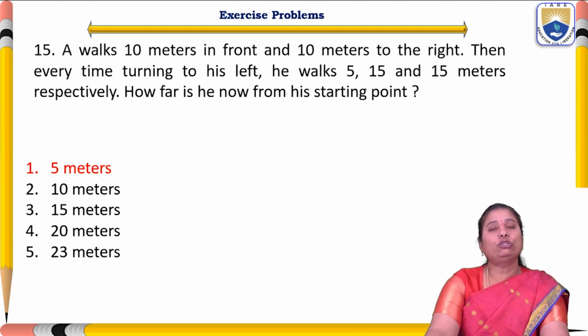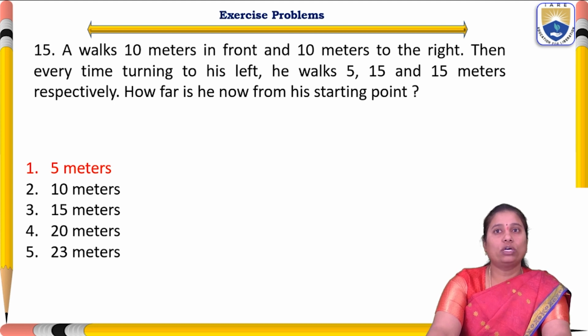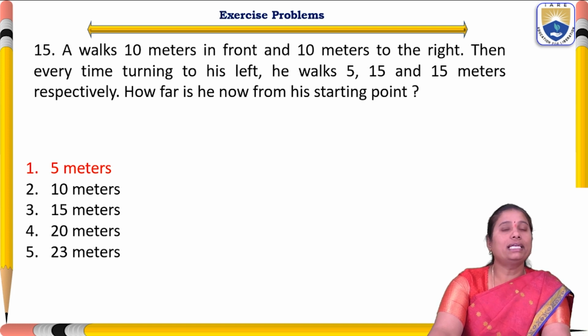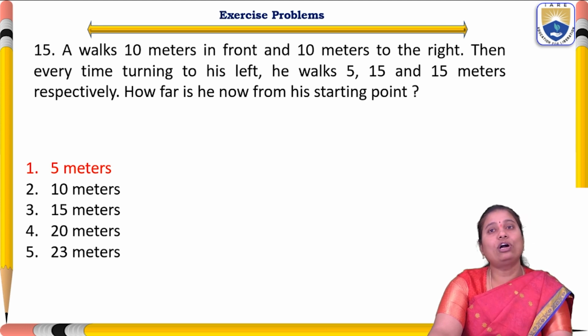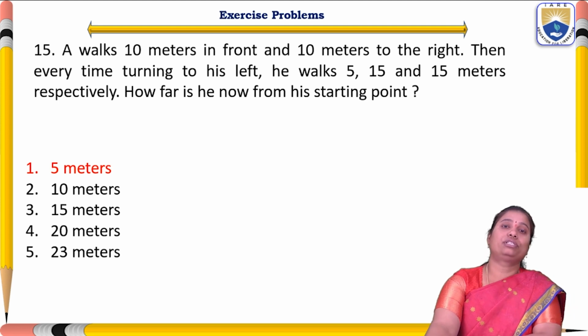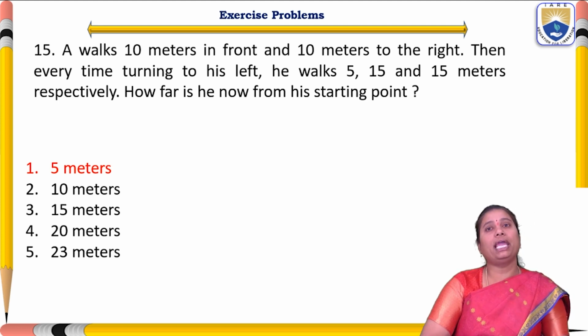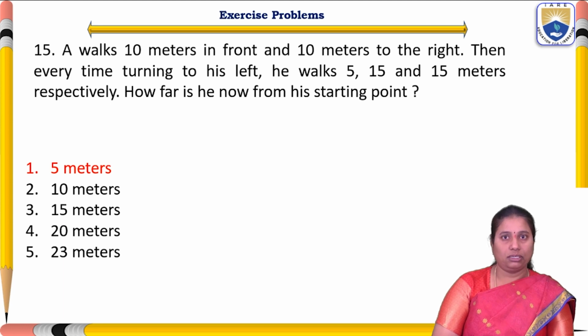Now the 15th question, as we have seen. A walks 10 meters in front and 10 meters to the right. Then every time turning to his left, he walks 5, 15 and 15 meters respectively. How far is he now from his starting point? They have not mentioned the initial direction of his turns, so we can take any of these directions.